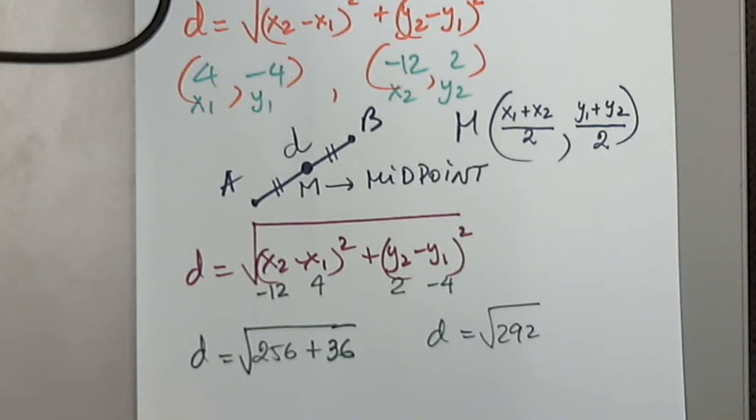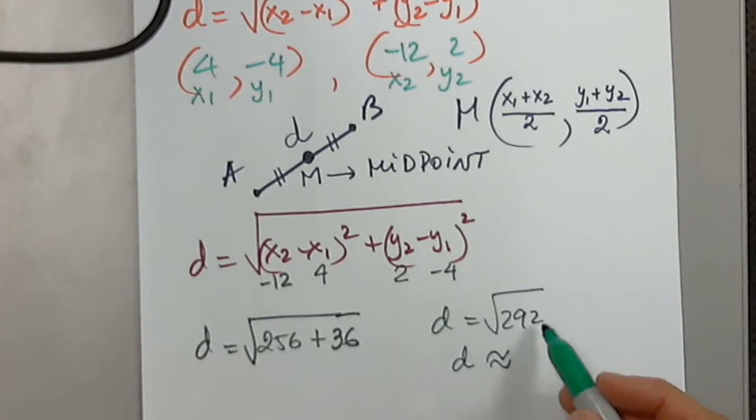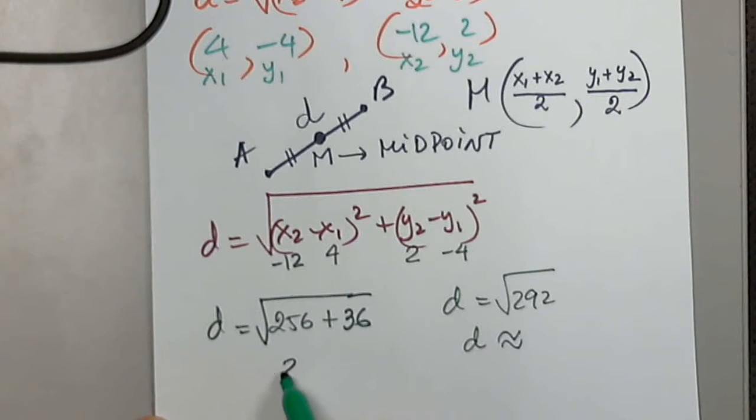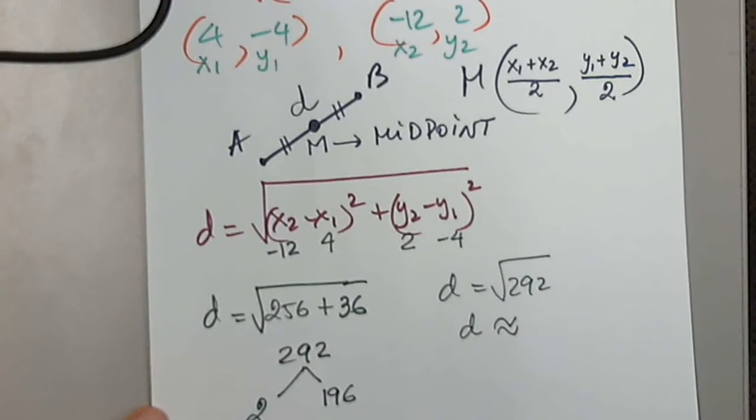If I'm asked to give an approximation, I will punch it in the calculator and give an approximation. If I'm asked to give an exact answer, then I would try to simplify this. So 292 obviously is an even number, so it must be divisible by 2. When I divide 292 by 2, 2 divided by 2, 9.